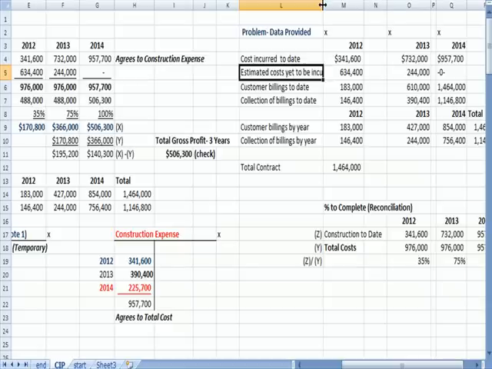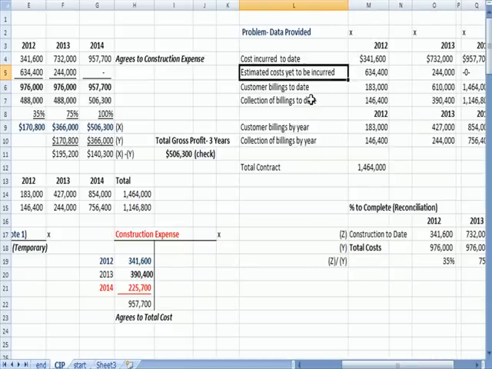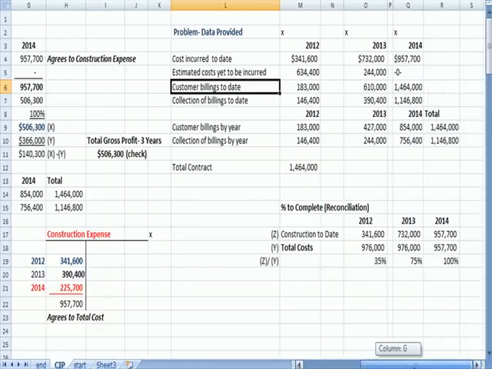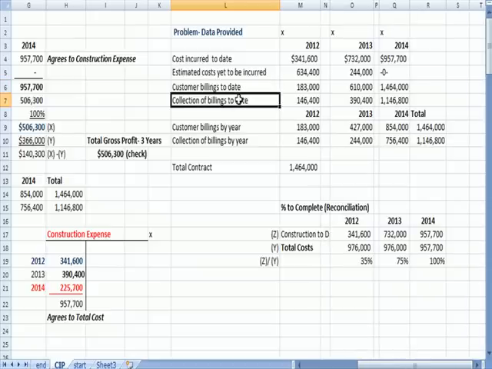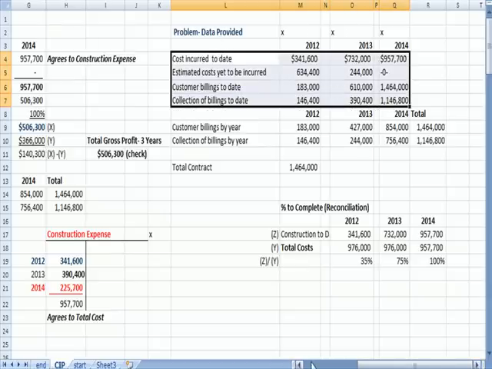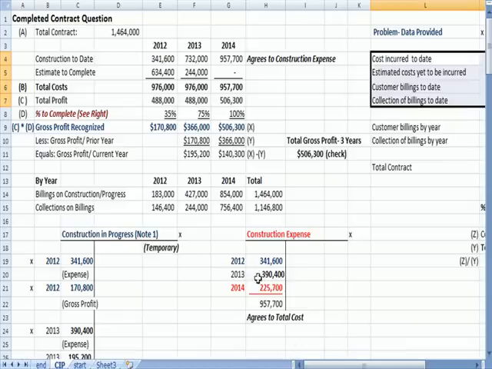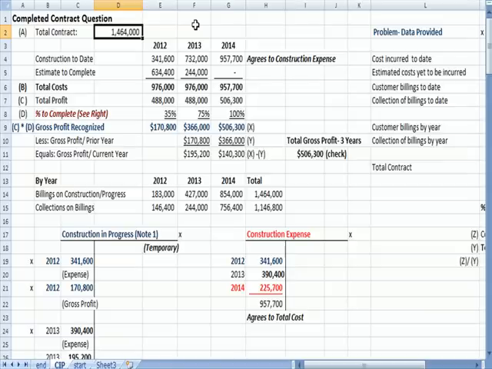Estimated cost to be incurred, how much do we expect to spend down the road? Customer billings to date, how much did we send out in bills to the customer? Collections of billings to date, how much did we collect from customers in cash, assumed in cash? So this is the data that was given, and the last piece of data that was given is total contract price. That's the total amount we're going to bill the client, which includes expenses and profit.